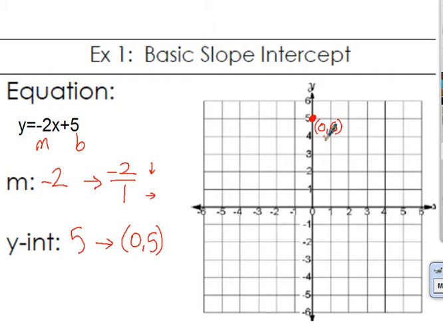Now we will move with the slope. Slope is -2 over 1, down 2 over 1, down 2 over 1. These would be the additional points. Now we can graph our equation by connecting the solutions. Equation of this line is y is equal to -2x plus 5.